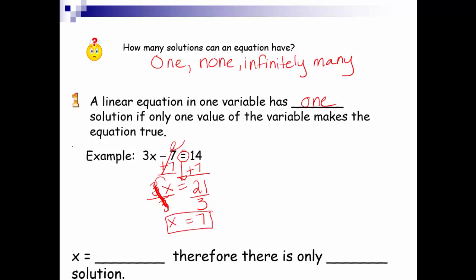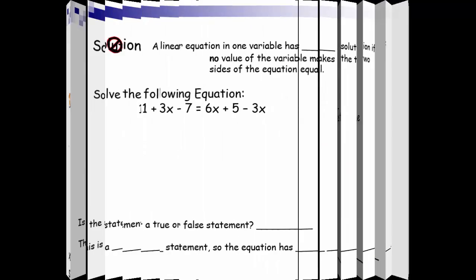So here is my solution. X equals 7. Therefore, there is only one solution. So what that means is that if I put 7 back into that equation, it will work. Let's try it. 3 times 7, which is the value of x, minus 7 should equal 14. 3 times 7 is 21, minus 7 equals 14, and 21 minus 7 is 14, so it does work. So remember, only that number 7 will work in this equation. Let's look at some other types.